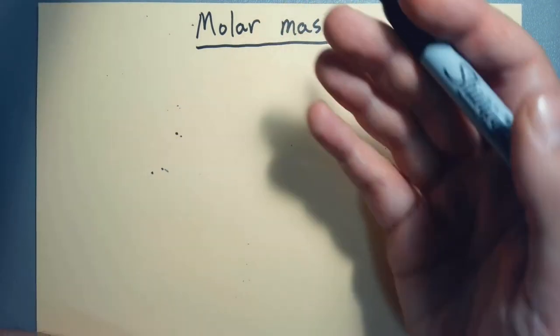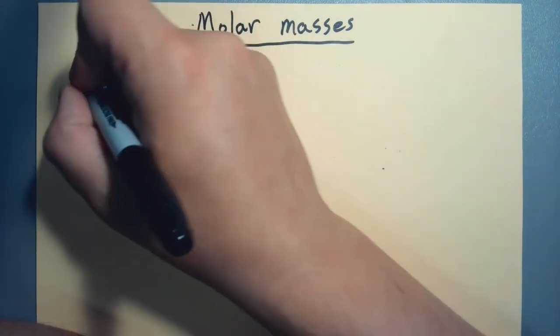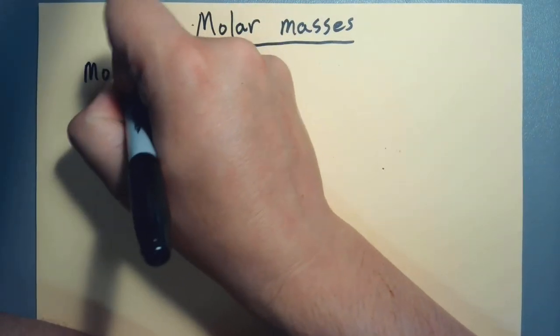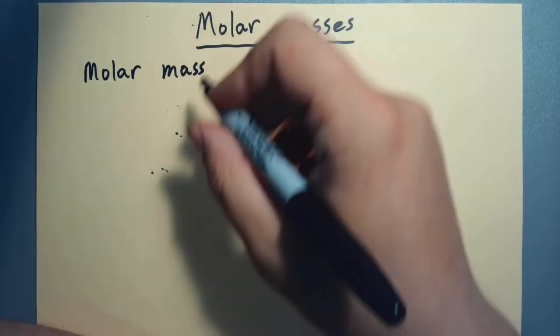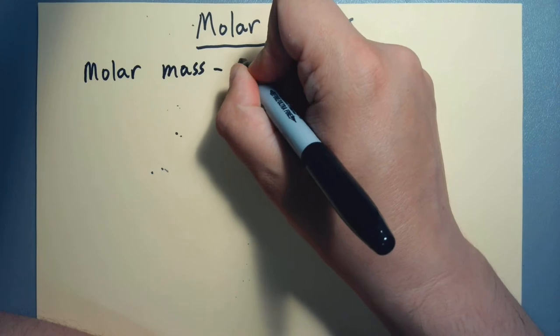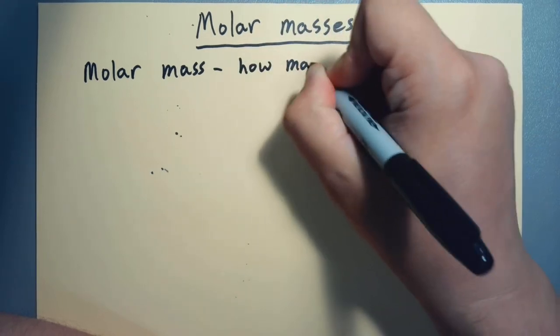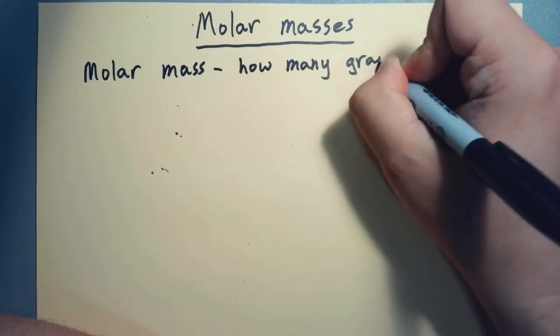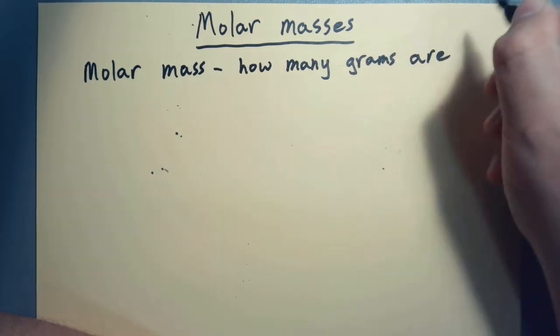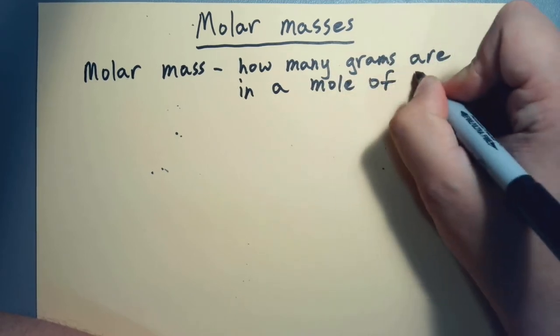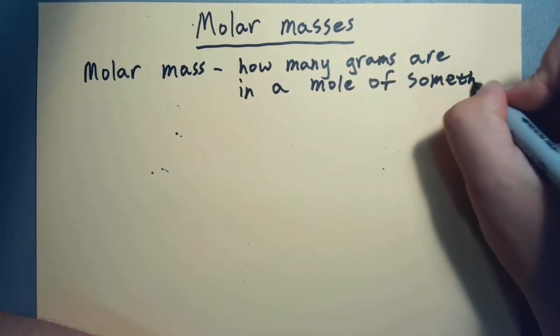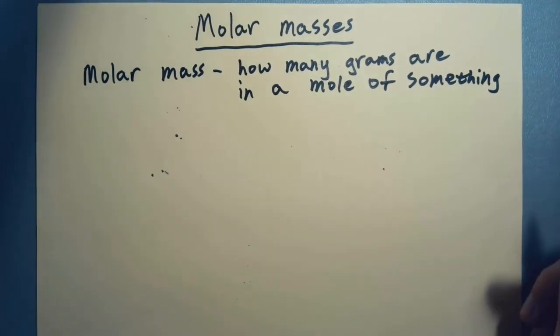So first, what is a molar mass? Molar mass is a general term. There's a few more specific terms for it, but it's essentially how many grams are in a mole of something. So if you've got a mole of hydrogen, it's going to be some number of grams. So here's the cool thing.